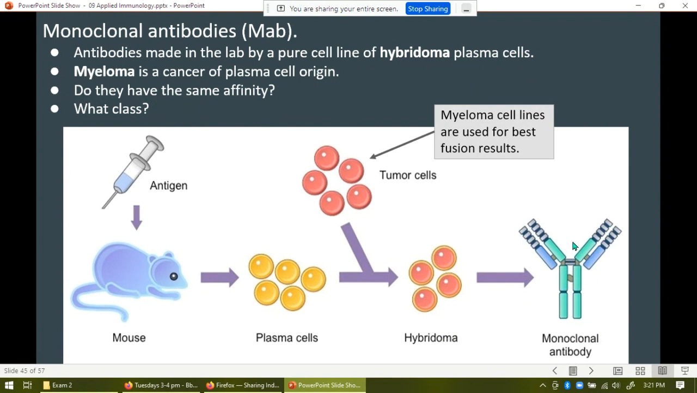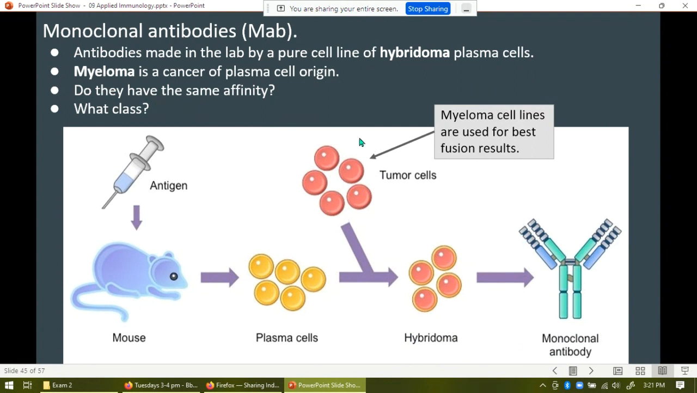These antibodies are going to have the same affinity as the plasma cells that you start with, and generally they're going to be of the IgG class, and you're going to make sure that they're IgG before you choose which hybridoma cells you want to keep and which ones you want to deposit into the waste.